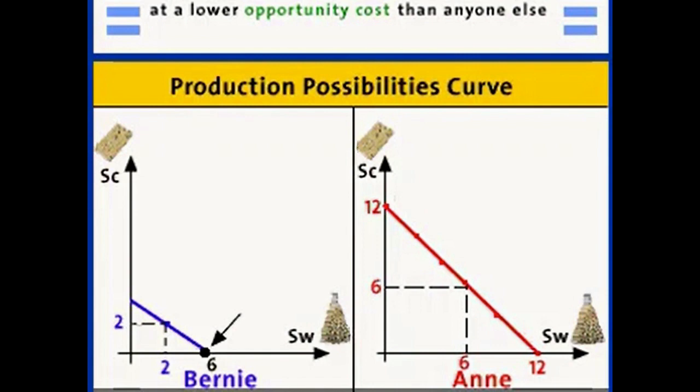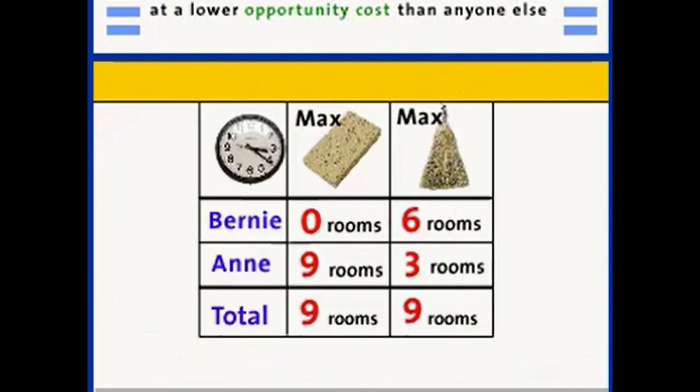When she does that, she's able to take advantage of Bernie's low-cost sweeping and increase the total number of rooms that she cleans. Now, if you'll have a look over on the board, you'll see our totals with trade. With trade, Bernie sweeps a total of 6 rooms and scrubs 0. Ann sweeps a total of 3 rooms and scrubs 9. The total number of scrubbed rooms is 9 plus 0, or 9. The total number of swept rooms is 6 plus 3, or 9. Working together, Bernie and Ann are able to sweep and scrub a total of 9 rooms.